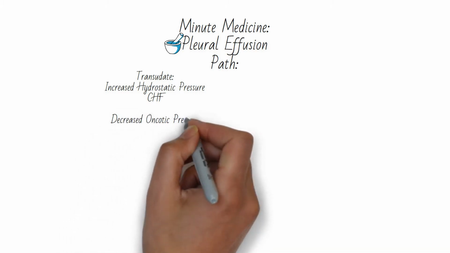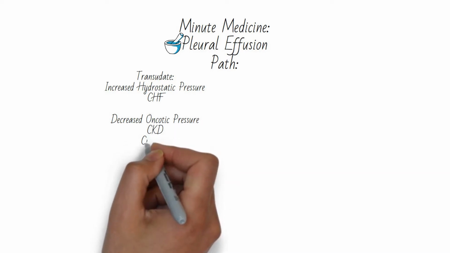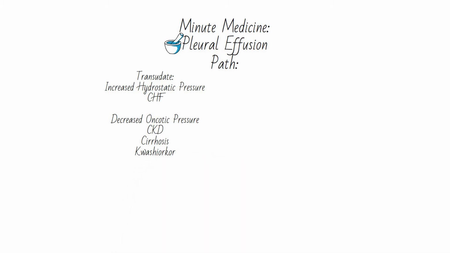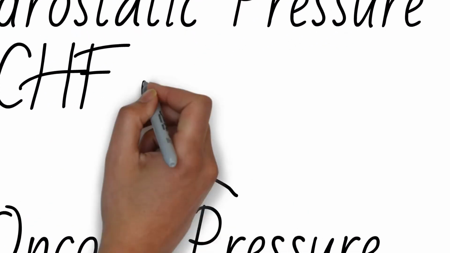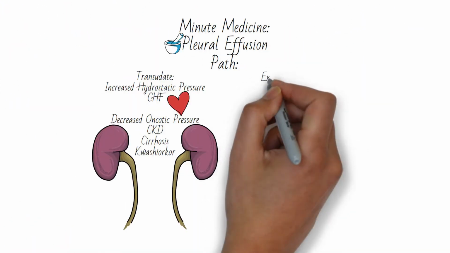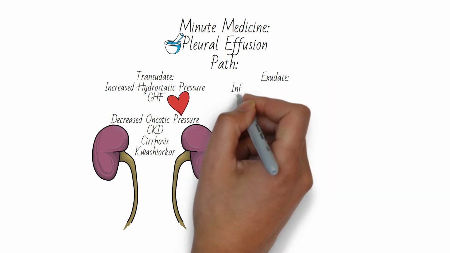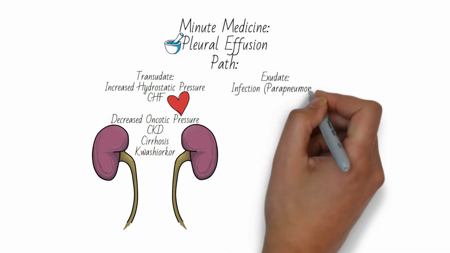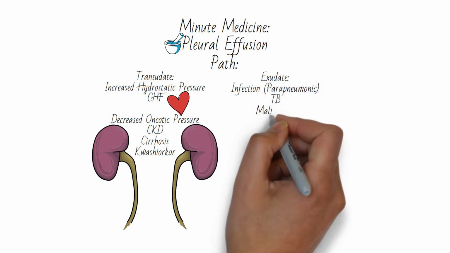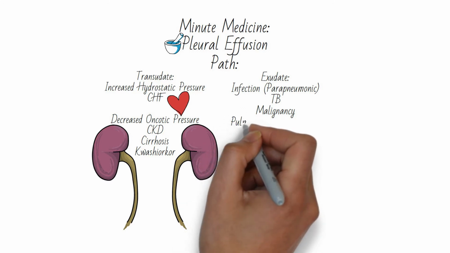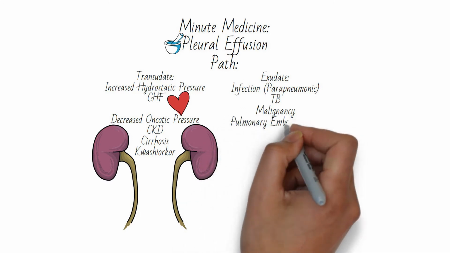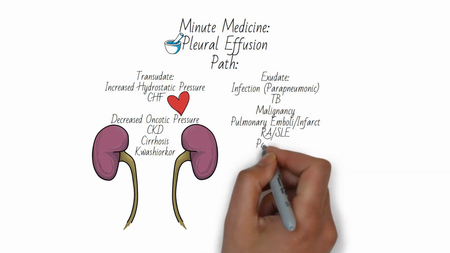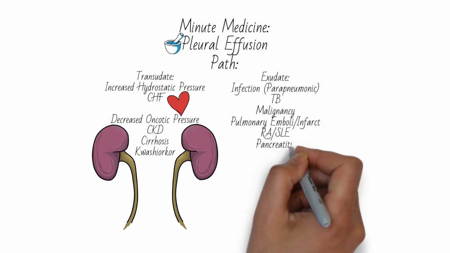Transudates are caused by increased hydrostatic pressure, such as in CHF, or decreased oncotic pressure, such as in chronic kidney disease, kwashiorkor, or cirrhosis. Exudates are an active process where something is actively being put in the pleural space, such as an infection, which is called a parapneumonic effusion if associated with pneumonia, TB, malignancy, infarction caused by pulmonary emboli, autoimmune processes such as RA or lupus, or pancreatitis.